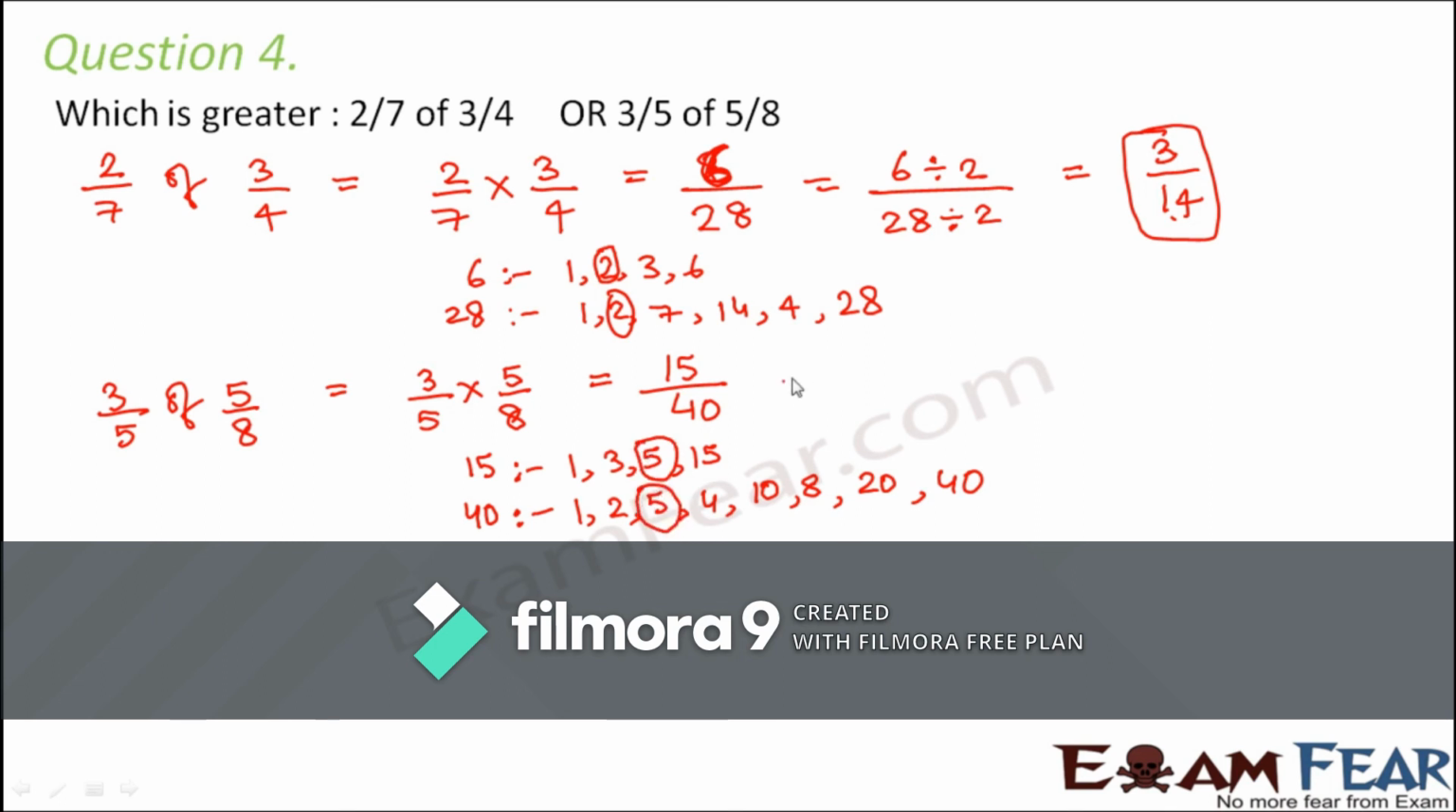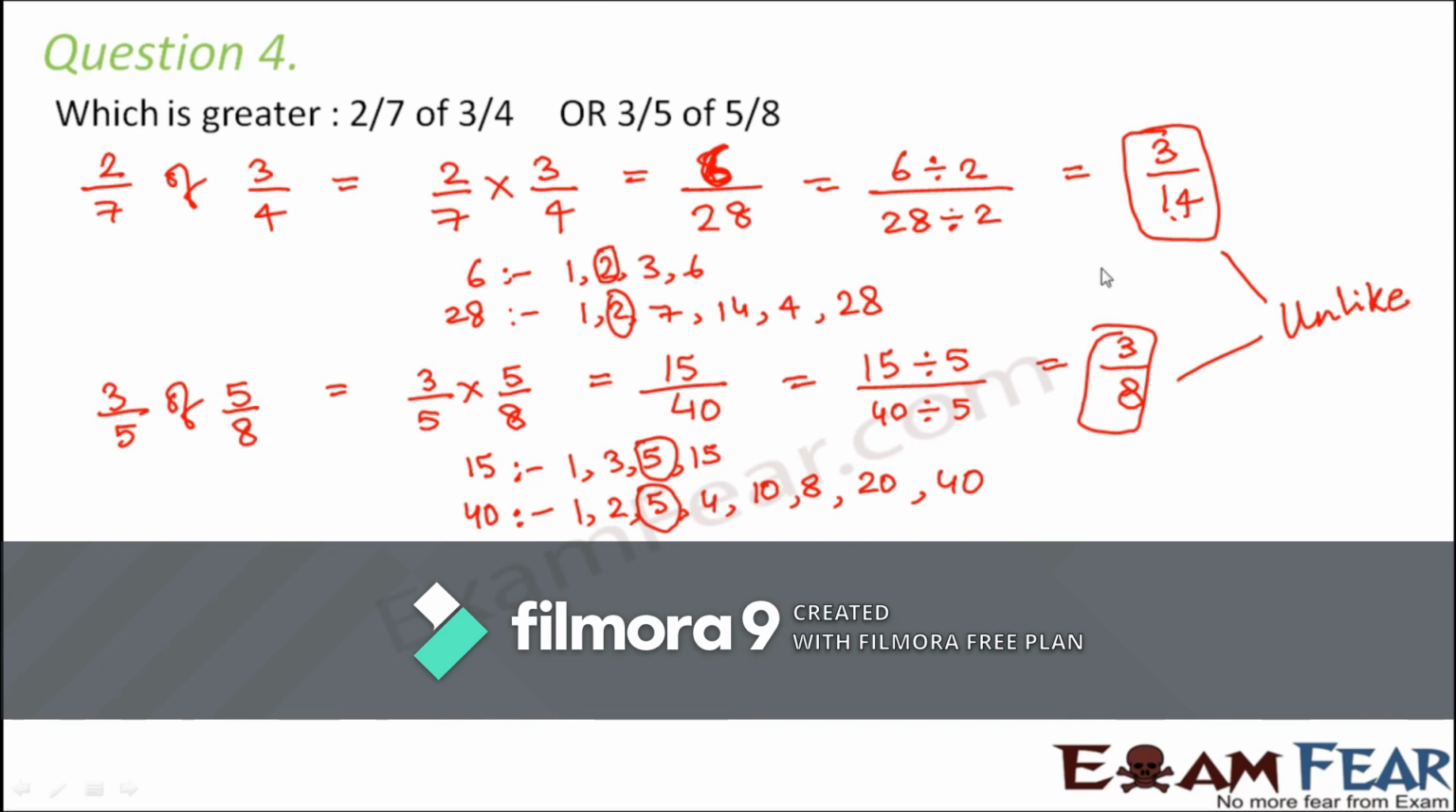It is 5. So therefore we will divide the numerator and the denominator by 5. So this would be 3 and 40 divided by 5 would be 8. So this value would be 3 by 8. So now basically we have to determine whether 3 by 14 is greater or 3 by 8 is greater. Now when you compare these two, you see that these are unlike fractions. That is, they have different denominators.